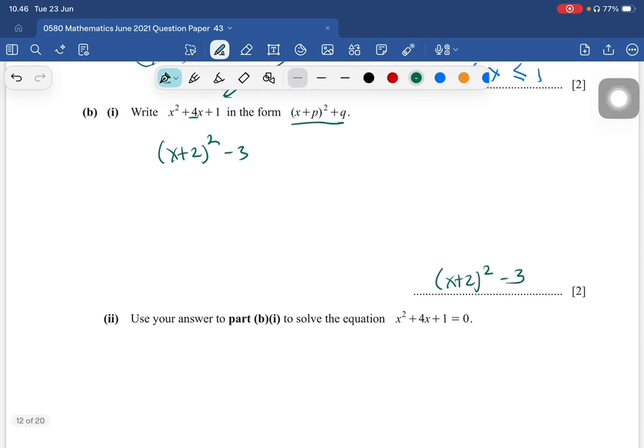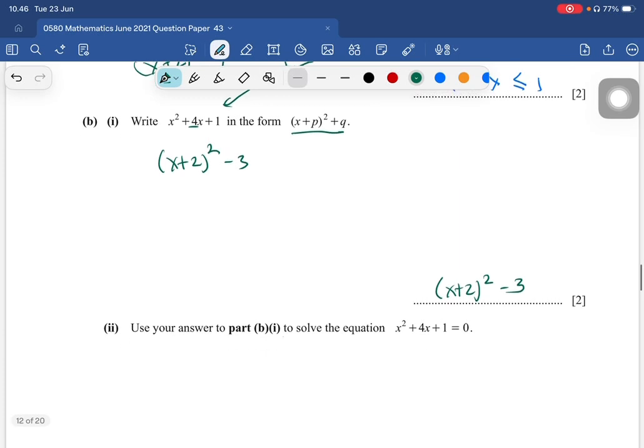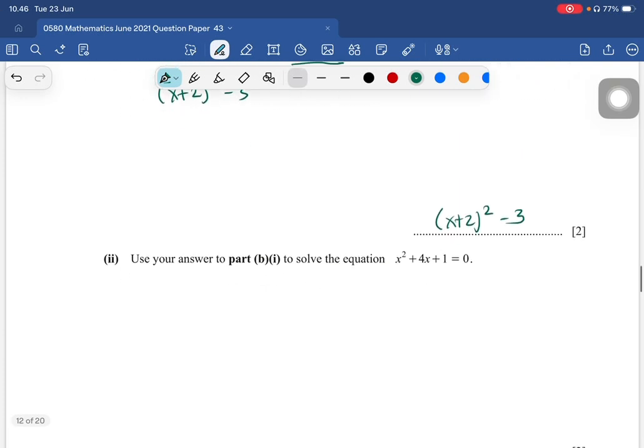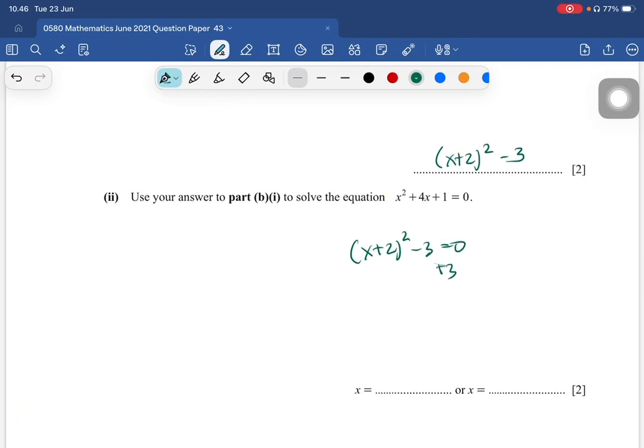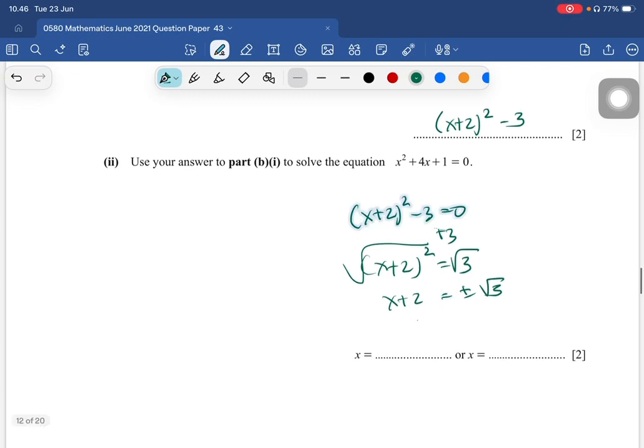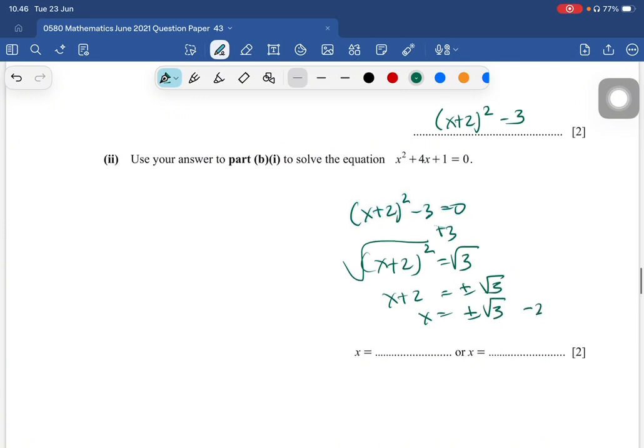Use your answer in part b(i) to solve the equation. This is (x plus 2) squared minus 3 equal to 0. So plus 3 on both sides, and you get (x plus 2) squared equal to 3. So for x plus 2, we take the square root. It's going to be plus or minus square root of 3, and then x equals plus or minus square root of 3, here minus 2.